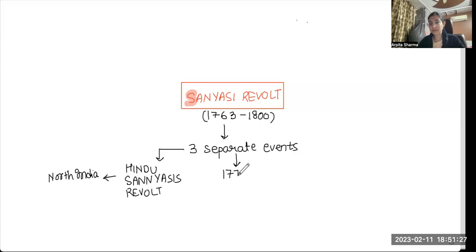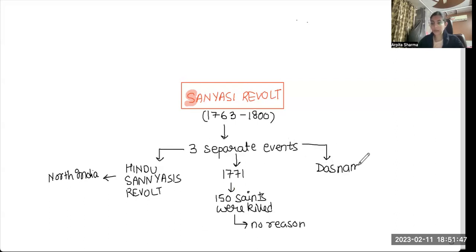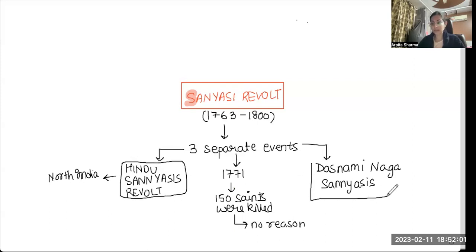Second event took place in 1771, wherein 150 saints were killed without any reason. No reason was given from the Britishers' side as to why they were killing these people. And second is the Dasanami Naga Sanyasis. We'll study about the Hindu Sanyasi Revolt and the Dasanami Naga Sanyasis. Because here we know the reason, it was a clear-cut reason, and it was that 150 saints were killed.